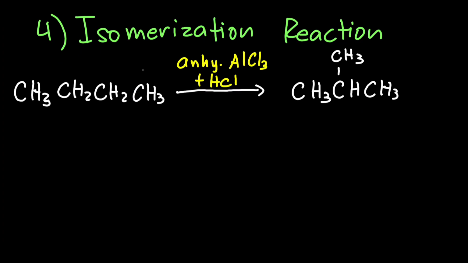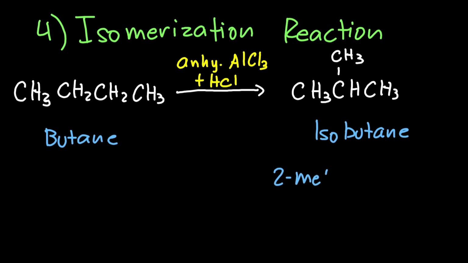So this is an isomerization of butane into isobutane. Or if you want the IUPAC name, it would be equal to 2-methylpropane. Let's try another example.